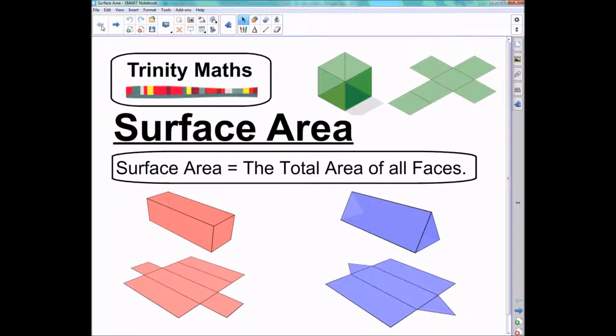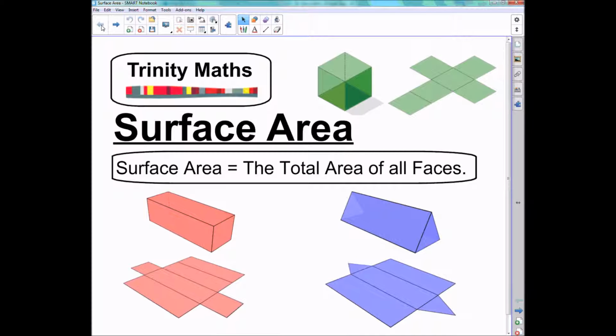This video is going to be on how to calculate the surface area of different 3D shapes. Now I'm just going to concentrate on three of them. That is cubes, up there at the top right, the green one, cuboids, which are the red ones, and triangular prisms, which is that blue one down the bottom corner.